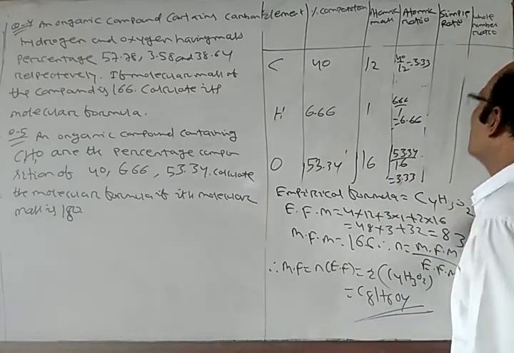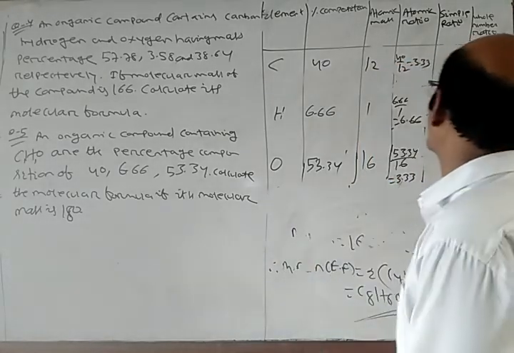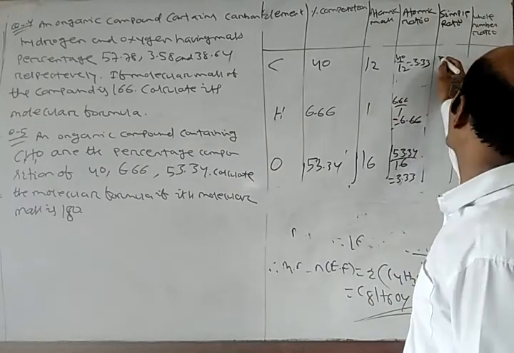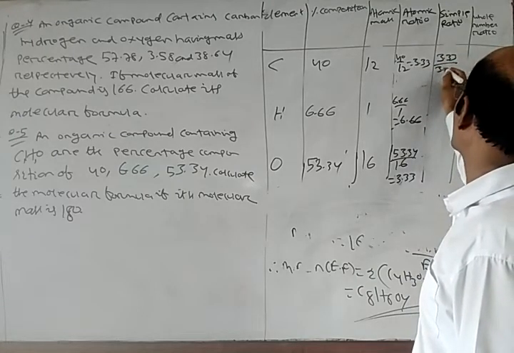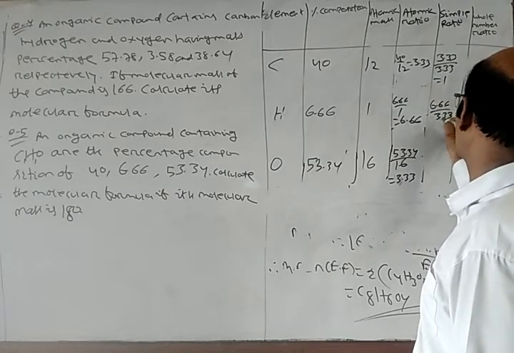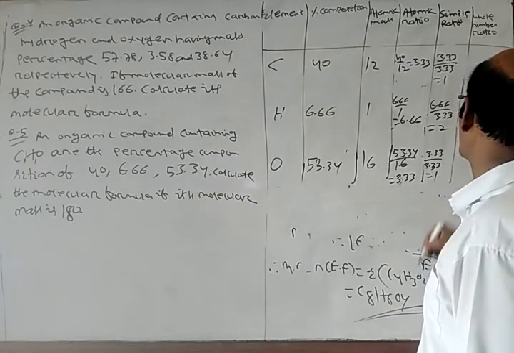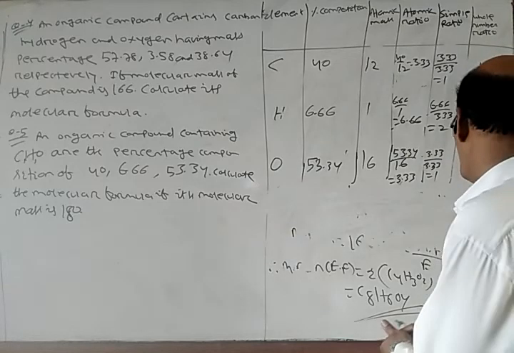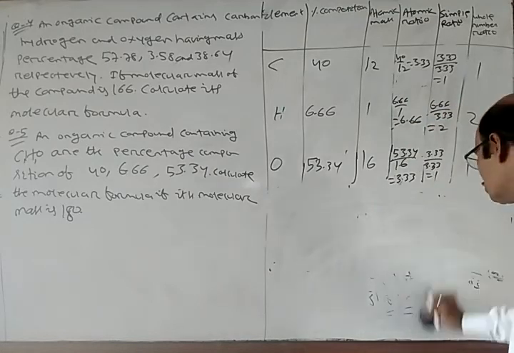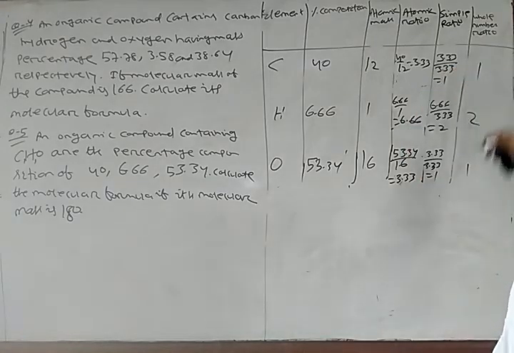So we can get the atomic ratio now. Now we can get the simple ratio by dividing by the smallest value. So 3.33 divided by 3.33 equals 1. Now 6.66 divided by 3.33 equals 2. Now 3.33 divided by 3.33 equals 1. So 1, 2, 1. Here we need not multiply the simple ratio by a factor, because the simple ratio is already the whole number ratio.